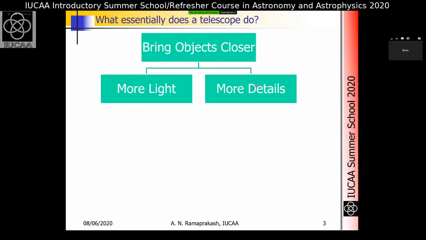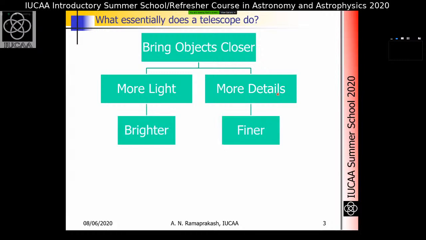Similarly, a person standing very far away, you wouldn't know who it is. But as a person comes closer to you, you start seeing more details, and then you can understand who that person is, what properties are, and so on and so forth. So the telescopes bring objects closer, which means it allows you to collect more light from the object and also allow you to see more details.